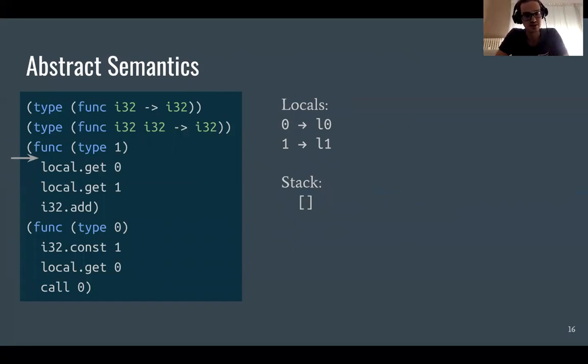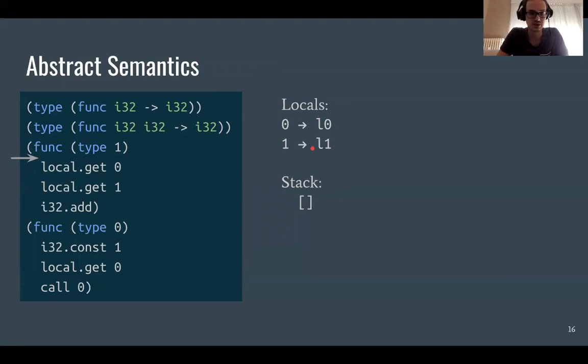The abstract semantics are focused on analyzing one function in isolation from the rest. So here we have two functions, and an important aspect is that we completely ignore everything about values in the analysis. We don't care about the values, but rather about which information they may contain. So here the local values are represented by these names. L0 means that this value actually contains information from argument 0 to that function.